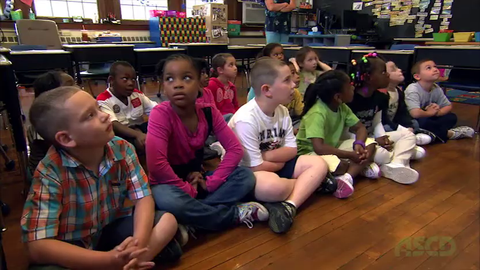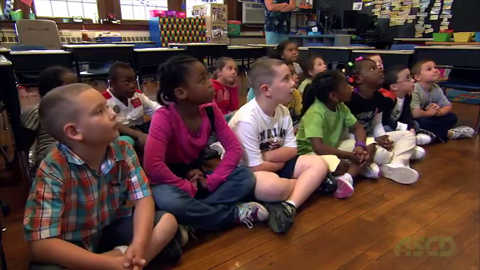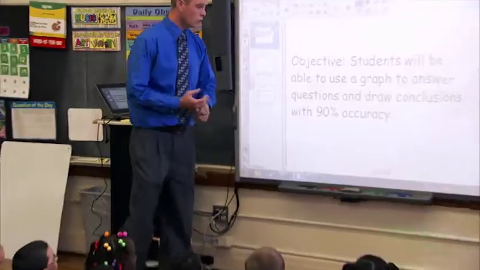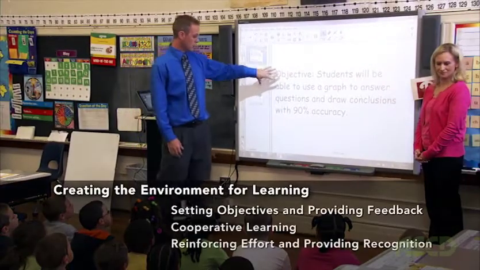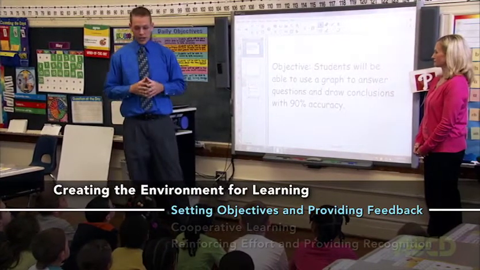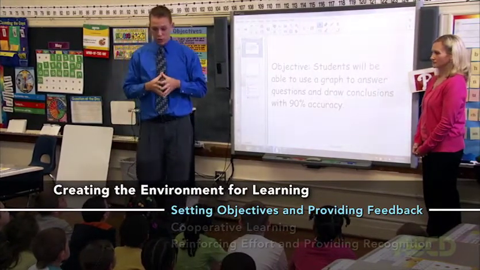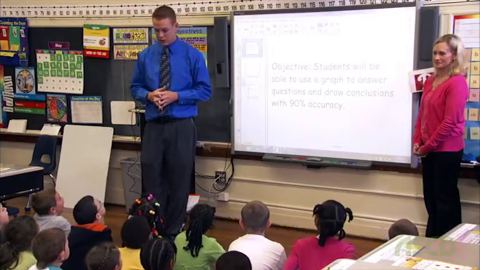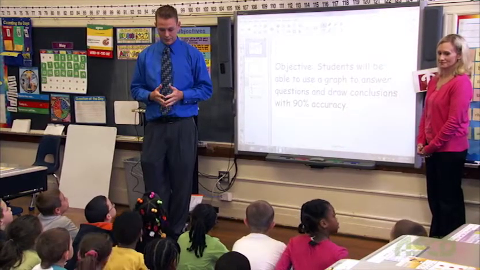If you guys remember in our last math lesson, we were using graphs and using data to answer questions. Well, today we're going to do that, but we're going to use picture graphs in order to answer our questions. Are you ready? Yes. All right. So, during this lesson, you're going to be able to use a graph to answer questions and draw conclusions with 90% accuracy, which means every single person is going to be expected to read the graphs, use the pictures, and answer all the questions that go along with it. Are you guys ready? Yes.